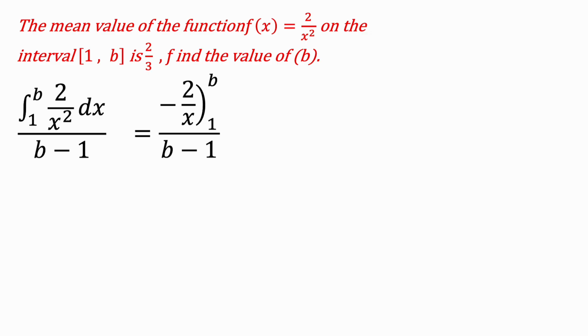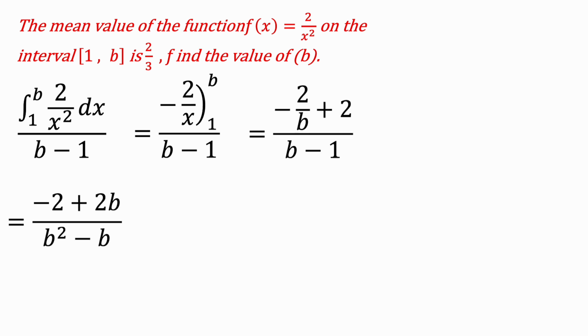From 1 to b. First, we substitute the upper limit, -2 over b, then minus the lower limit value, which is -2. So it becomes -2 over b plus 2, and then we divide by b minus 1. This is the average value, and the problem says this average value is 2/3. Then, by cross-multiplying, we arrive at a quadratic equation. Exactly. Well done. We need to find b.